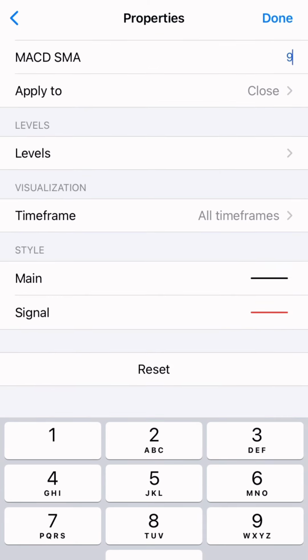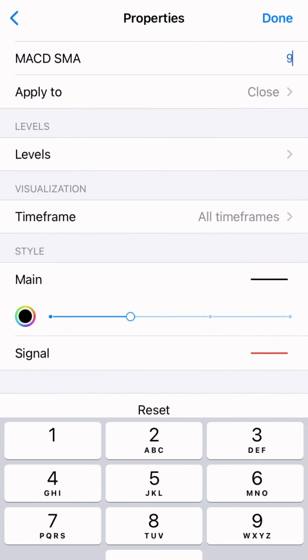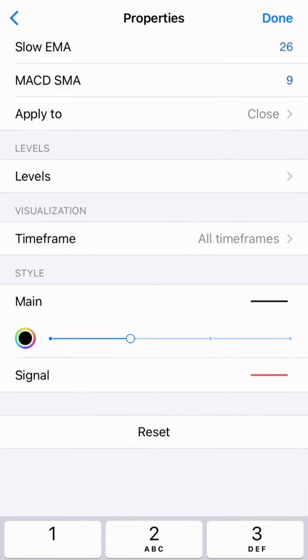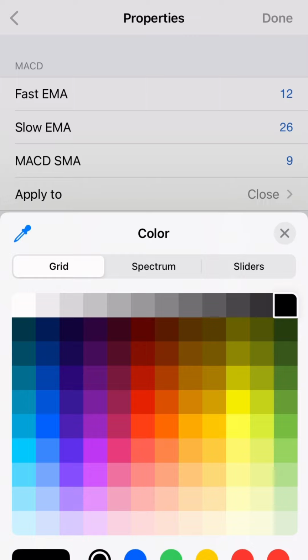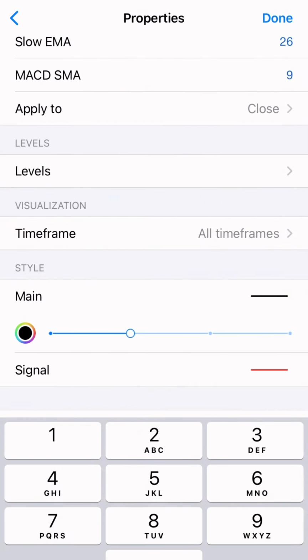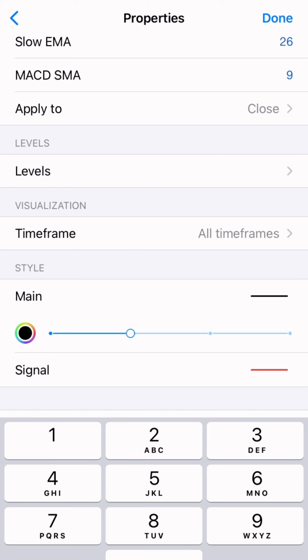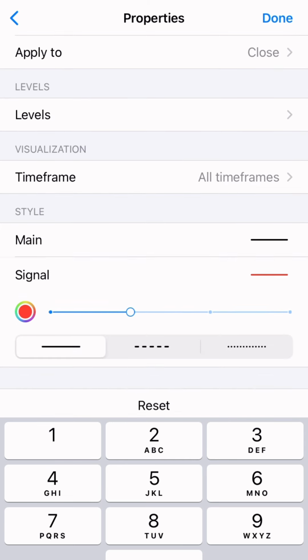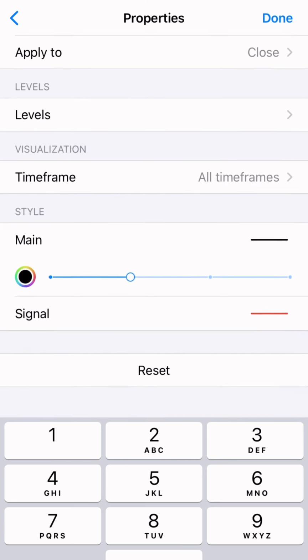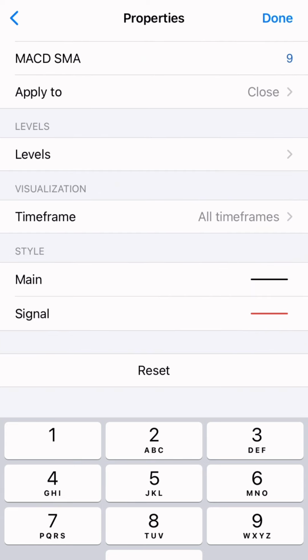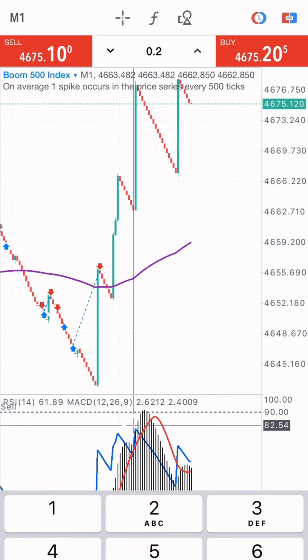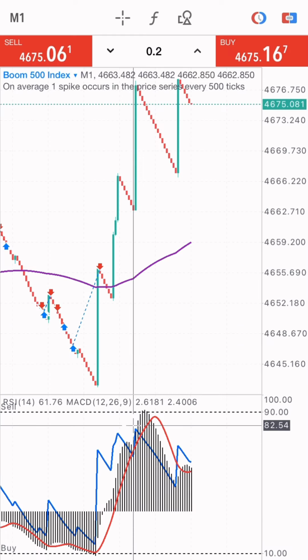Then we're using all time frames. But the style color, you can use any color of your choice, but I use black color here, and I use red color on the signal, right? Both on 2 pixel, as well as the main, I use 2 pixel as well, using the first line color as well as the main. So this is pretty much the setup for the RSI and the MACD, right?